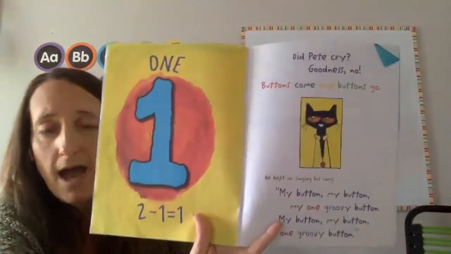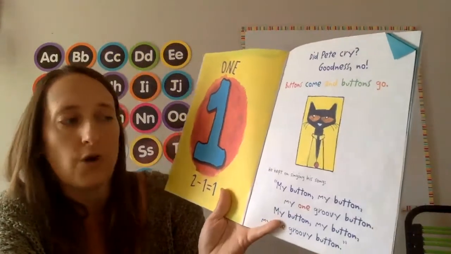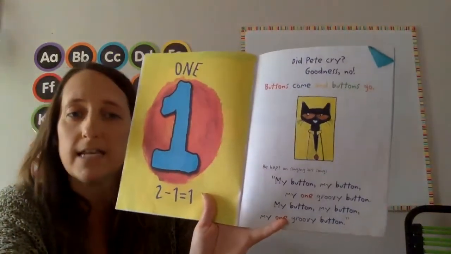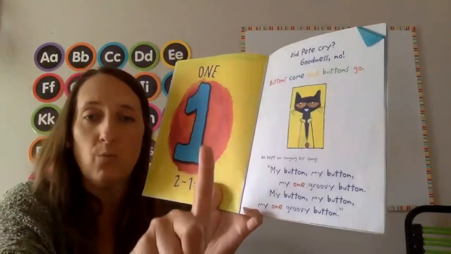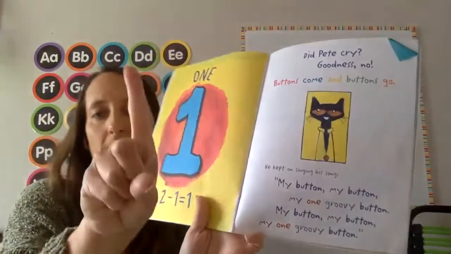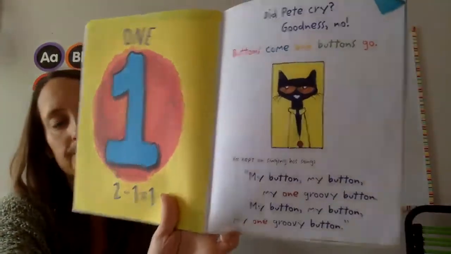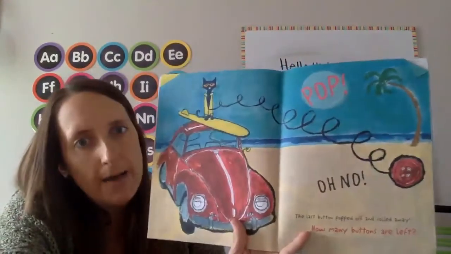Did Pete cry? Goodness no. Buttons come and buttons go. He kept on singing his song. My button, my 1 groovy button. My button, my 1 groovy button. Pop!